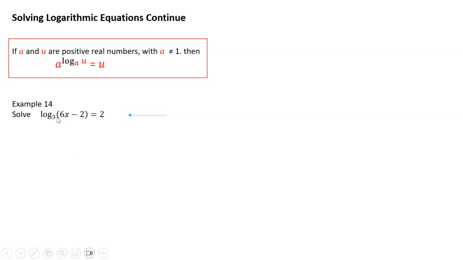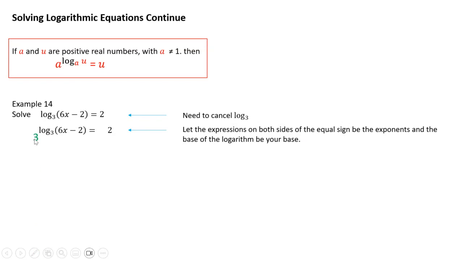So I'm solving for x, right? So this is log base 3 of 6x minus 2 equals 2. So my base is 3. We need to cancel the log of base 3. How do we do that? We put a big 3, right? Now this becomes your exponent, but we do it to both sides. That's what it says here.